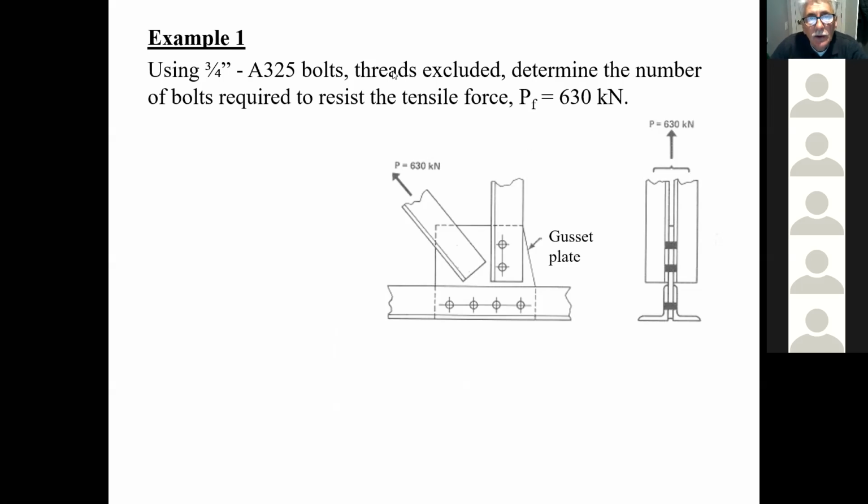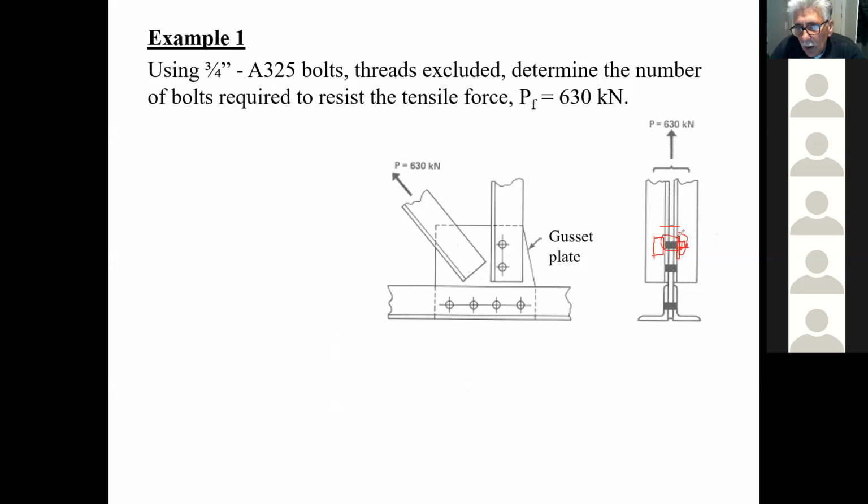Let me just draw this. If we say threads excluded, then the erector is going to buy the bolt so that he's going to make sure that the shank of his bolt is the same distance as the material that he's bolting. This means that the threads would only start right there, and then the nut. Of course, there's a washer. I forgot to talk about this, but you put a washer and then you put a nut over that.